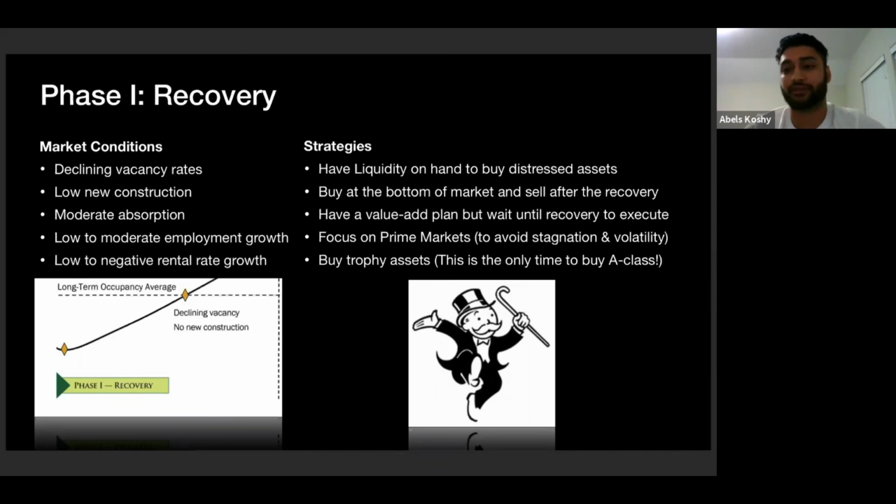Cody or Nick, you want to jump on? But yeah, there's declining vacancy, and then you have no real new construction happening because it's towards the tail end, and you're now starting to build up in that certain market.